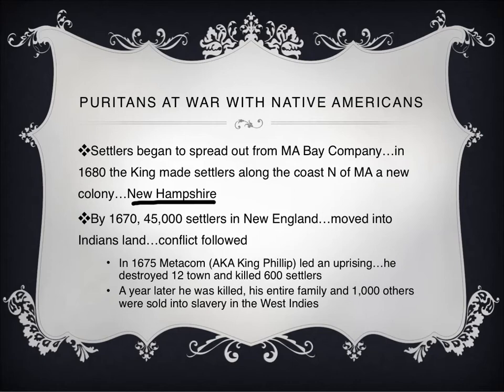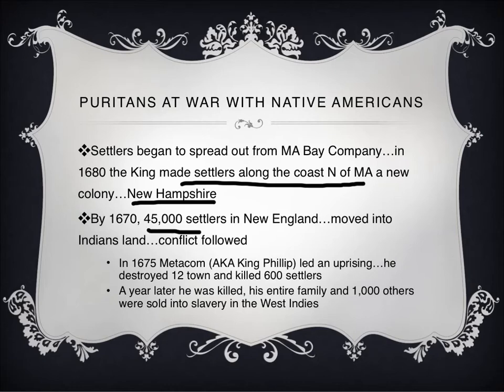Just settlers from Massachusetts, there's so many people coming in during the Great Migration, and they're spreading out to such a great extent that finally the king in 1680 made settlers along the coast north of Massachusetts a new colony, and they call it New Hampshire. All right? It's just that Massachusetts had become too big, probably too hard to govern, and so that is going to be a separate colony called New Hampshire. Okay? Because look at this. By 1670, there are 45,000 settlers in New England.